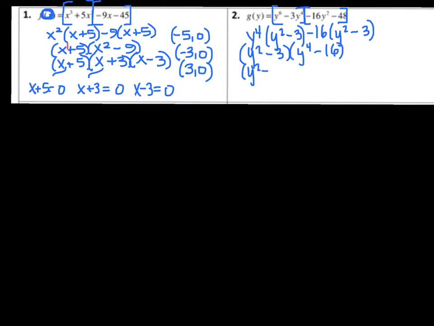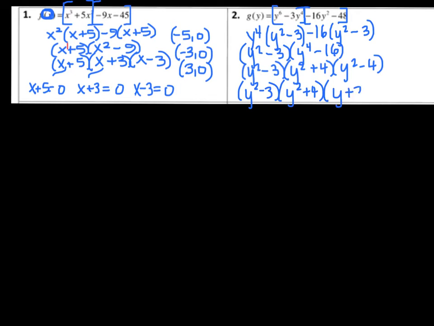So this one says y squared minus 3. This one can become y squared plus 4, y squared minus 4. And again, I have to ask myself this question. We know this can't factor. This is the sum of squares. That can't factor. But this is the difference of squares. So this can factor again. So the first one stays. The second one stays. This becomes y plus 2, y minus 2.